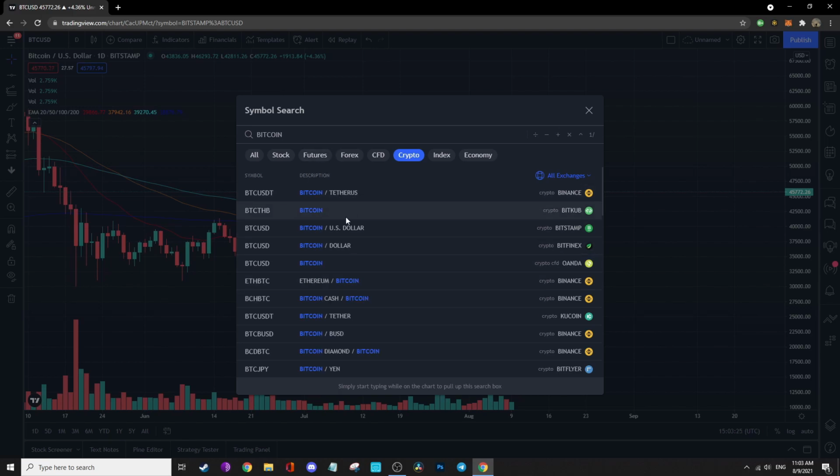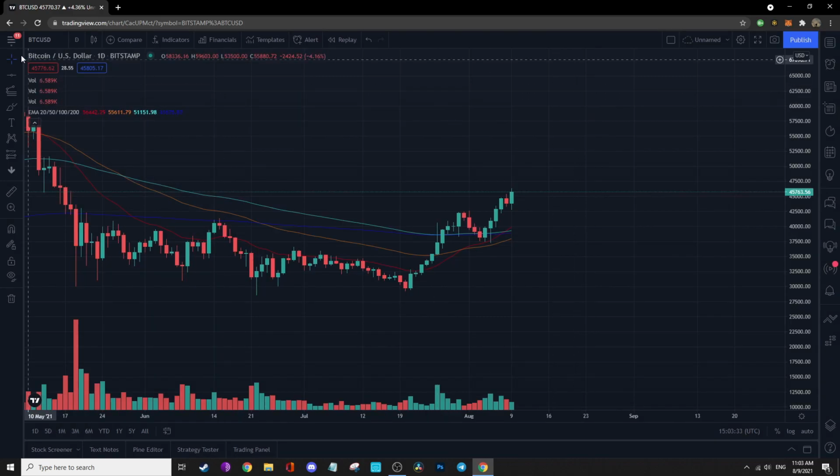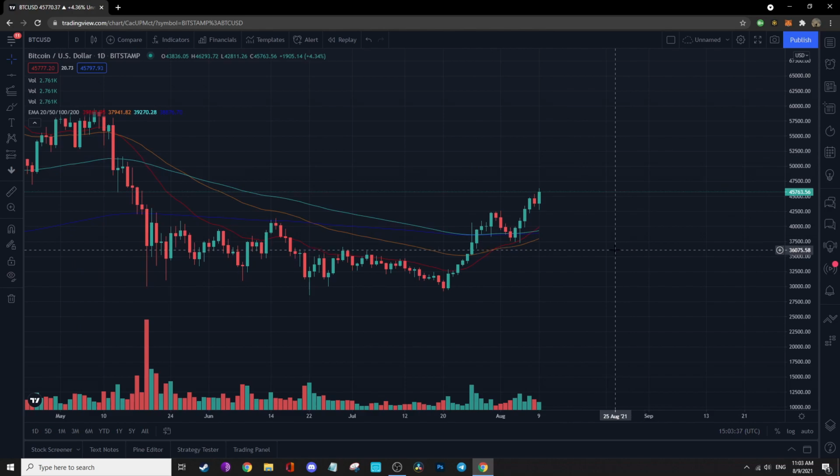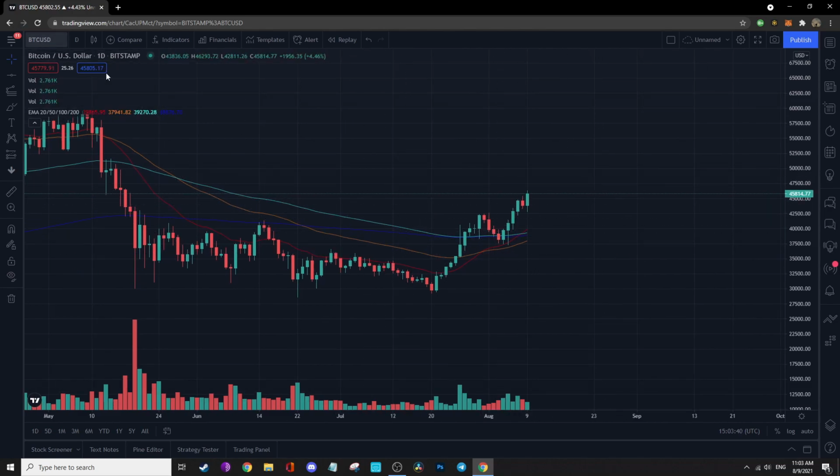There's Tether, which is a stable coin. There's Bitcoin THB, whatever that is. And it shows you the exchange that it's gathering this information from. So here's the Bitcoin dollar. Right now I'm just on Bitcoin USD. I don't even really know what exchange it is, but the prices are pretty accurate regardless. So yeah, that's how I got here.